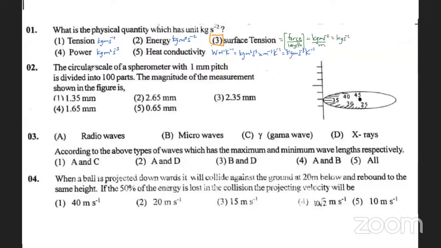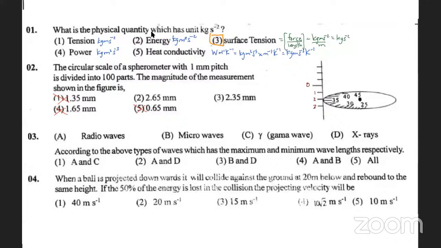Right. So third, the circular scale of a spherometer with 1 millimeter pitch is divided into 100 parts. The magnitude of the measurement shown in the figure is. Now they should have indicated which one is 0. Since the answers are 1, 2 and so on, let's take this as 0. This is 1, this is 2, this is 3. So definitely the answer is between 2 and 3, which makes the first, fourth and fifth options incorrect. So it's either second or third.